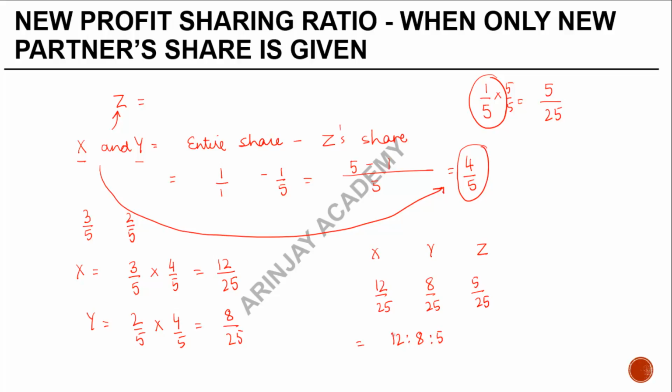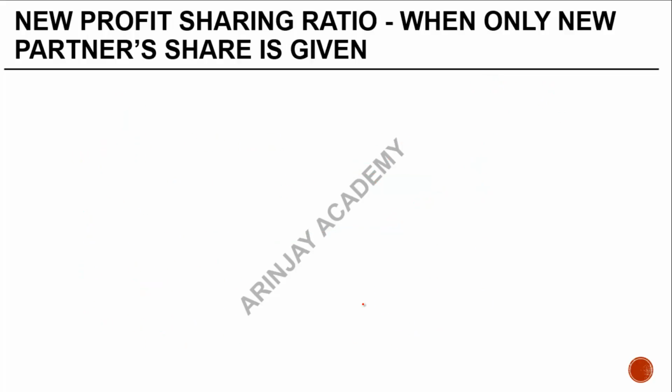Right? There is another way of doing this. Let's look at the alternate way. In this, you assume that the contribution which has been given to the new partner, in this case Z, which is 1/5, has been given by X and Y in the ratio of 3/5 and 2/5 respectively. So X already was having how much share? His existing share was 3/5.